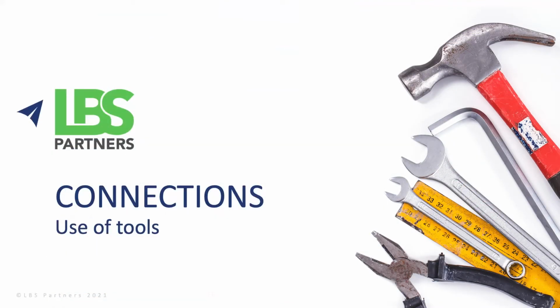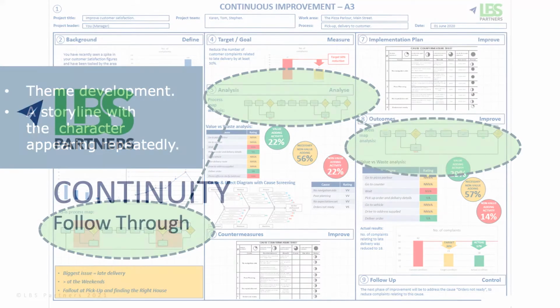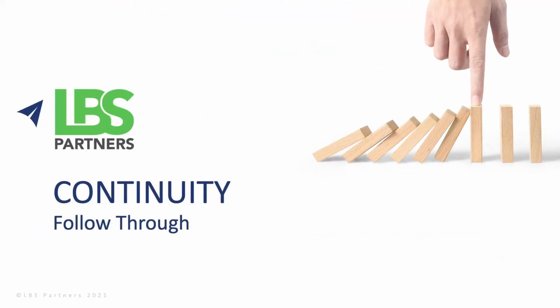Next attribute we're going to talk about is connections, the use of tools. So we need to develop a team and we need to keep the storyline continuous. We need the same characters appearing repeatedly. The context of this is we can see here the process map is used in the define, it's used in the analysis, and it's used in the improve phase, providing connections between the start, the middle, and the end of the process.